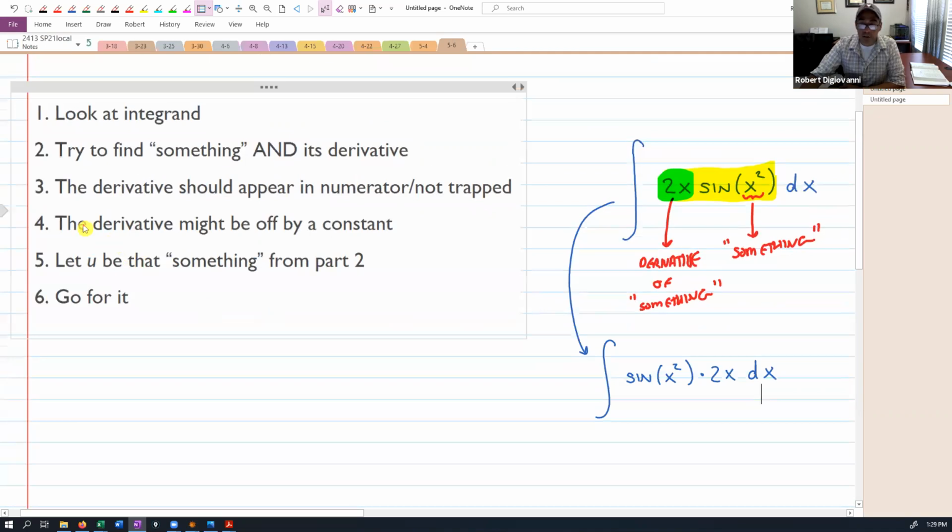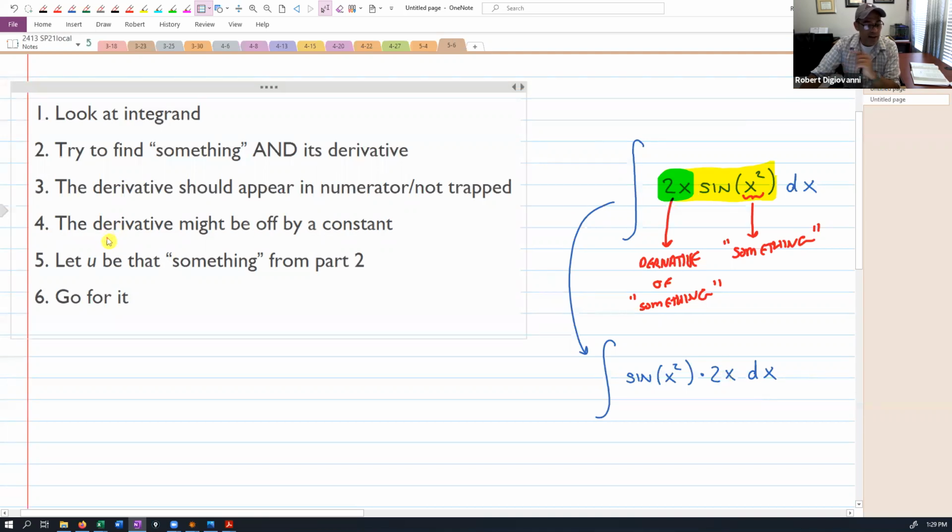This is just a little note to ourselves. The derivative might be off by a constant. So remember, this something was x squared, right? The derivative of x squared is 2x, and I have 2x, don't I? If I would have a 4x out here, it would be okay.